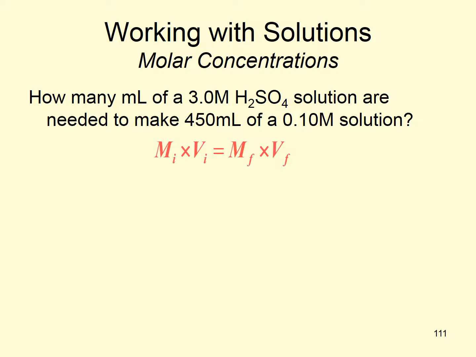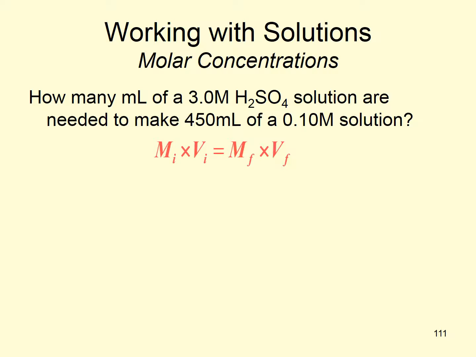All right, how many milliliters of a 3 molar H2SO4 solution are needed to make 450 milliliters of a 0.1 molar solution? So when you work these problems, a couple of things to note. You want to make sure to get the correct volume and the correct concentration on the same side. You may not look at that and say, gosh, what's my initial, what's my final? I'm not sure. As long as you get the two that go together on one side, you're going to be fine with these problems. So the key word to look for is of.